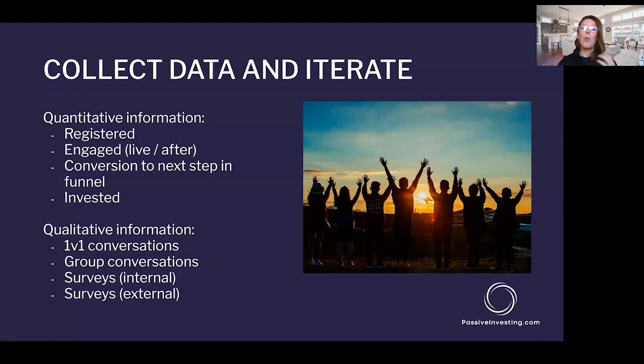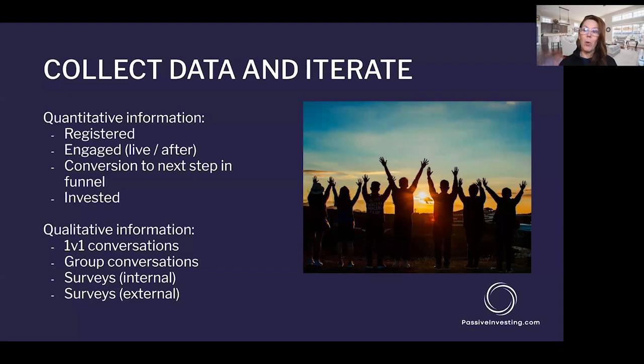Okay, so measure who's registering, who's engaging, who's converting through the funnel, and who's invested. Okay, pay attention to those numbers, but don't go so far as to axe out those areas of your education program that aren't converting, especially if they're a pertinent skill that investor needs in order to invest. Okay, so that's quantitative information, what we just covered.